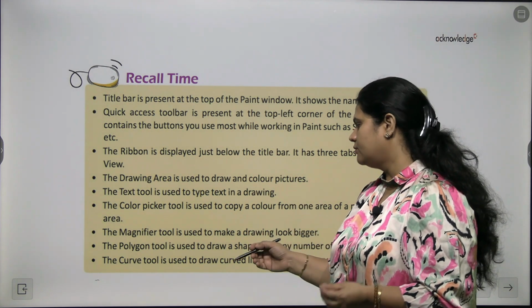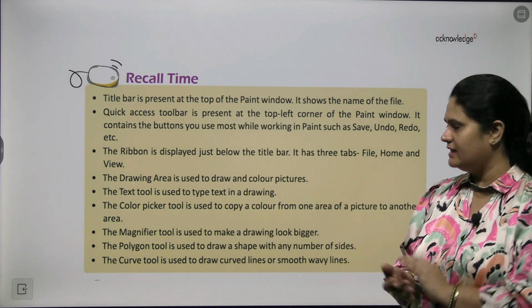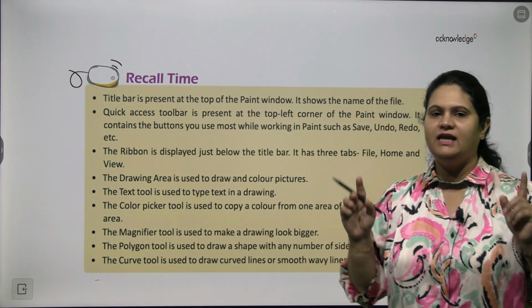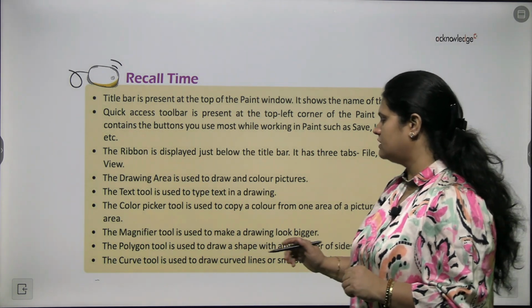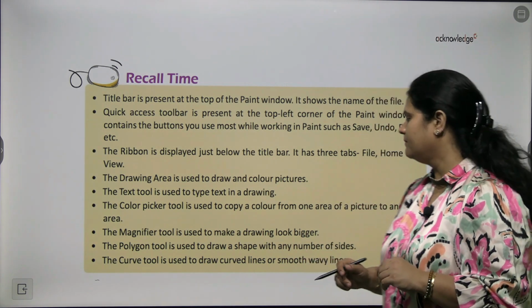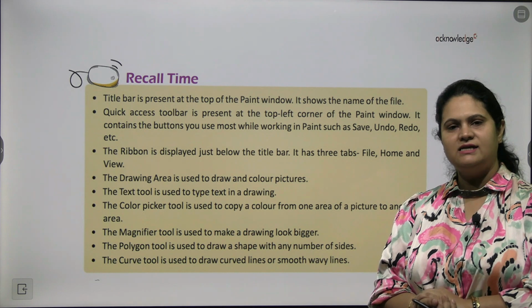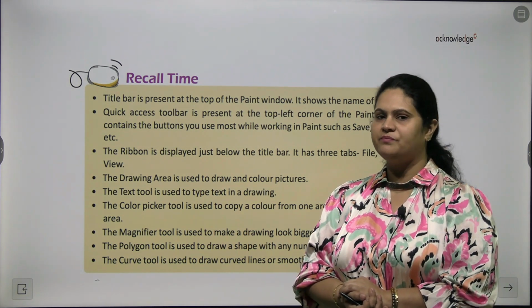The magnifier tool is used to make your drawing bigger, right? The polygon tool is used to draw a shape with any number of sides. Lastly, we talked about the curve tool, which is used to draw smooth, wavy curved lines, right? Clear to all of you? Let's move on to the question and answer, children. Okay.